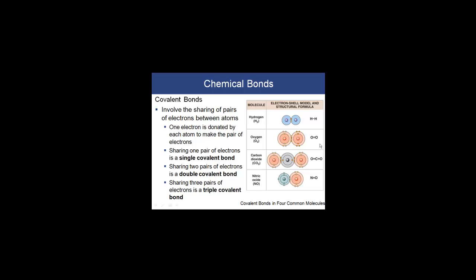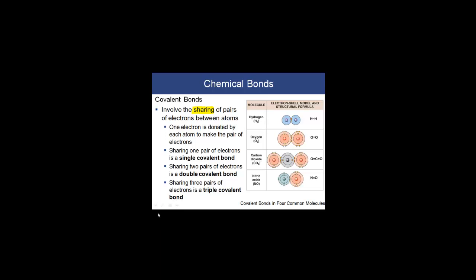Let's consider covalent bonds. Covalent bonds involve the sharing, and that is the difference. The sharing. This is the one word that differentiates these two. It is the sharing of pairs of electrons between atoms. You have a situation in which an electron is donated by each atom to make a pair of electrons. And there are several examples here.